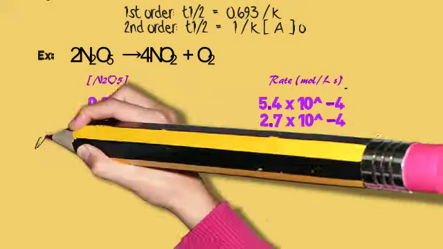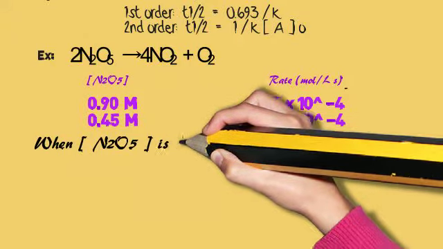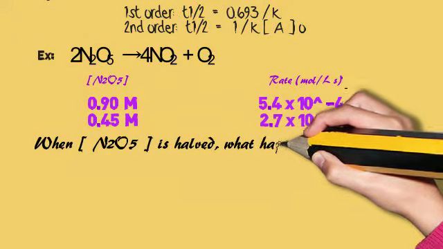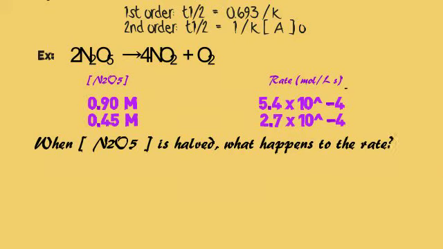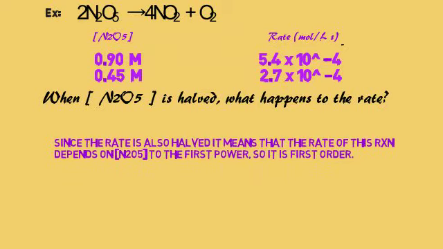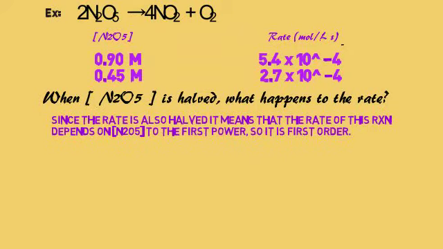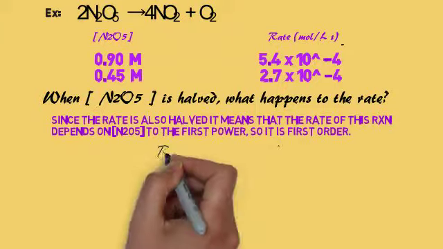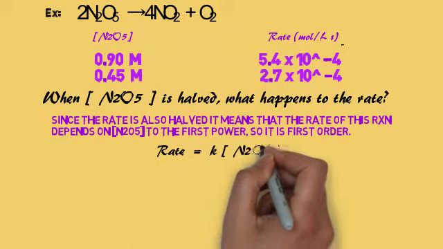It starts with 0.90 molarity, and halfway through, it's 0.45 molarity. What happens to the rate when it's halved? As you can see, the rate is also halved. It means that the rate of this reaction depends on the concentration of A to the first power. So it is first order. So we can express that as follows.